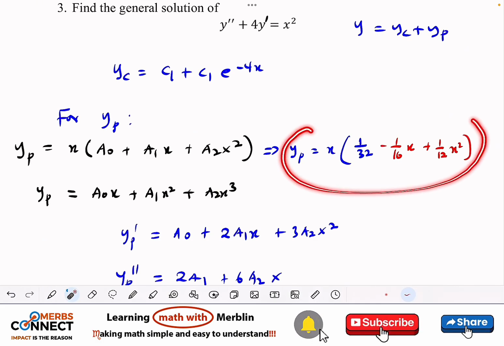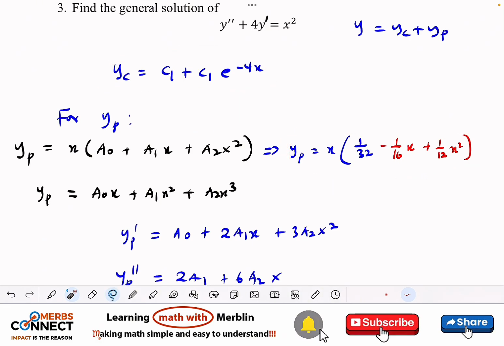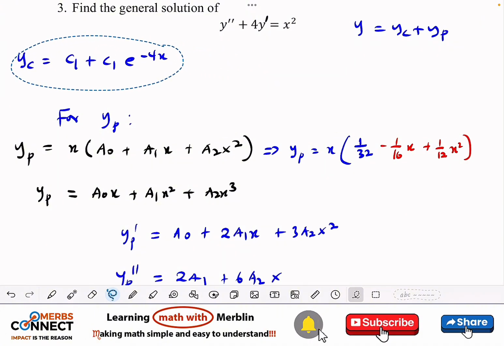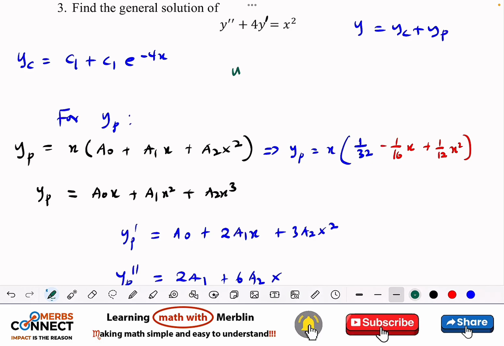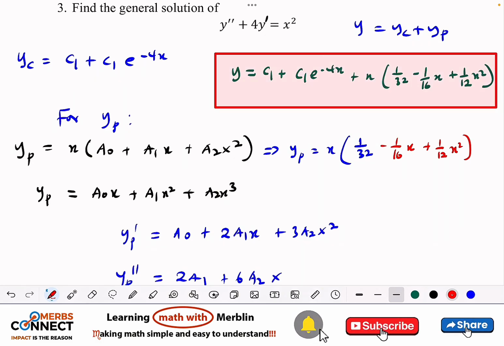So this is my particular solution. Add the particular solution to this, and then we get our general solution. Nice. So our general solution, with the green, y is equal to c1 e to the power minus 4x plus x, 1 over 32 minus 1 over 16 x plus 1 over 12 x squared. So this is going to give us our general solution. Very nice from there. So this is the general solution.